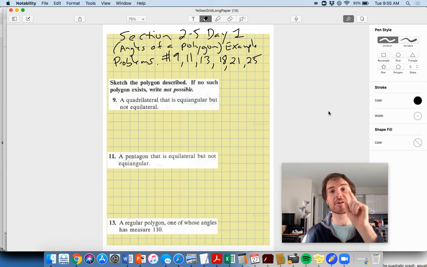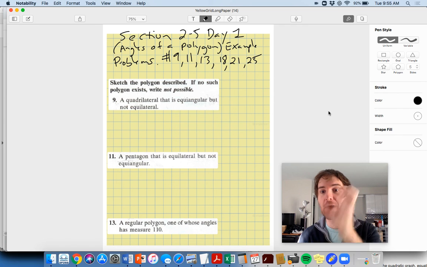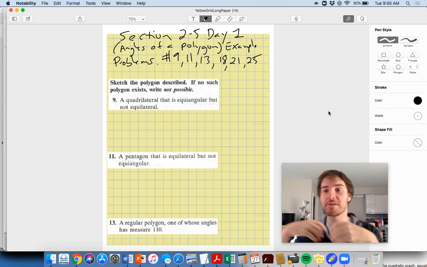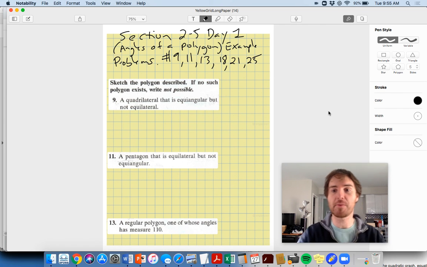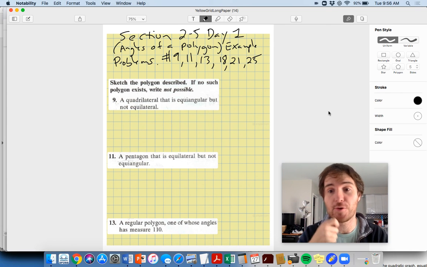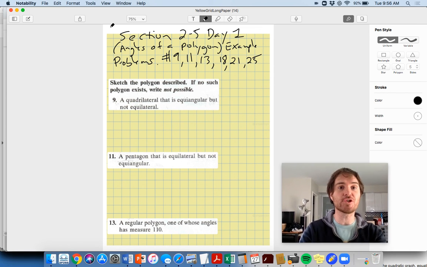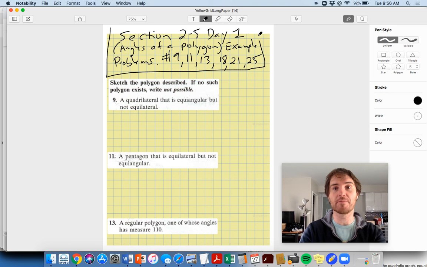So let's do this. We got our example problems from section 2.5, day one, which focused on polygons, regular polygons, non-convex polygons, convex polygons, irregular polygons, whole bunch of stuff, and specifically their angles, right? Angles hold the keys to a lot of the mysteries around these shapes and a lot of things we'll study in the future here.